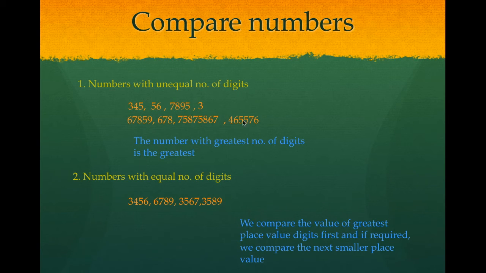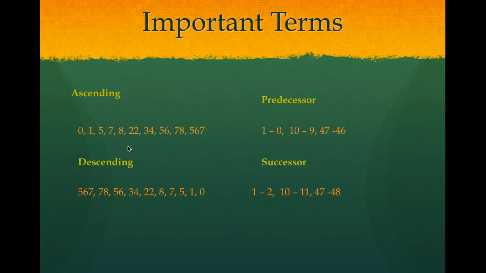So now that we have learned how to compare numbers, let's see some important terms, like what is ascending and what is descending. Ascending order is writing the numbers from smaller to bigger, and descending is to write the numbers from bigger to smaller.